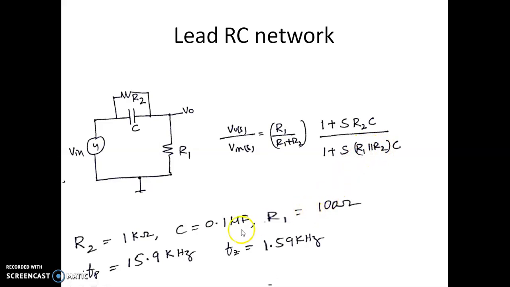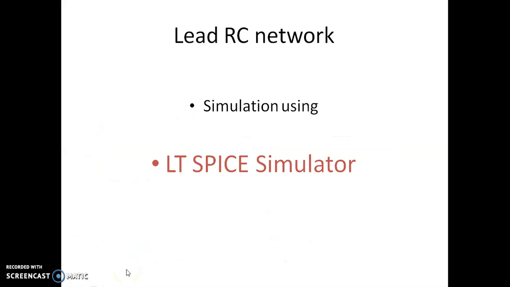So if you assume this R1 to be 100 ohm and R2 to be 1 kilo ohm, with the value of C as 0.1 microfarad, we will get the corresponding pole and 0 positions at 15.9 and 1.59 kilohertz. From this we can clearly see that the 0 is located at a closer frequency compared to the pole. So this is what we have.